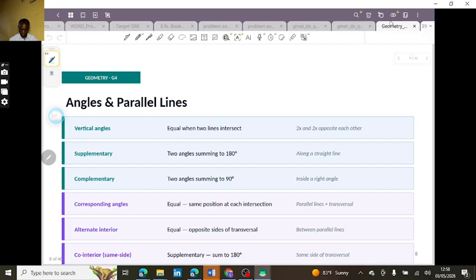Vertical angles are equal when two lines intersect. Supplementary angles add to 180. Complementary angles add to 90 degrees. I think these are something we can briefly read. Remember this when lines intersect.